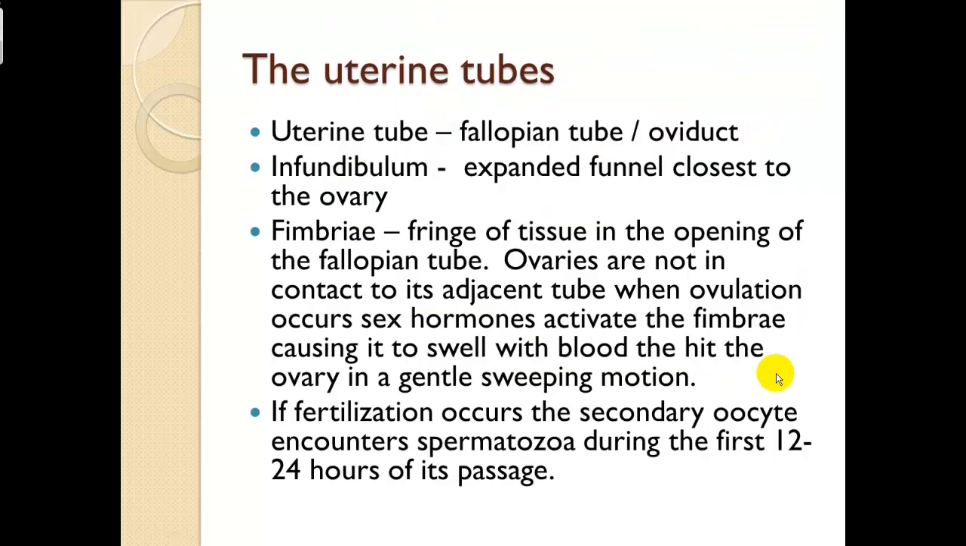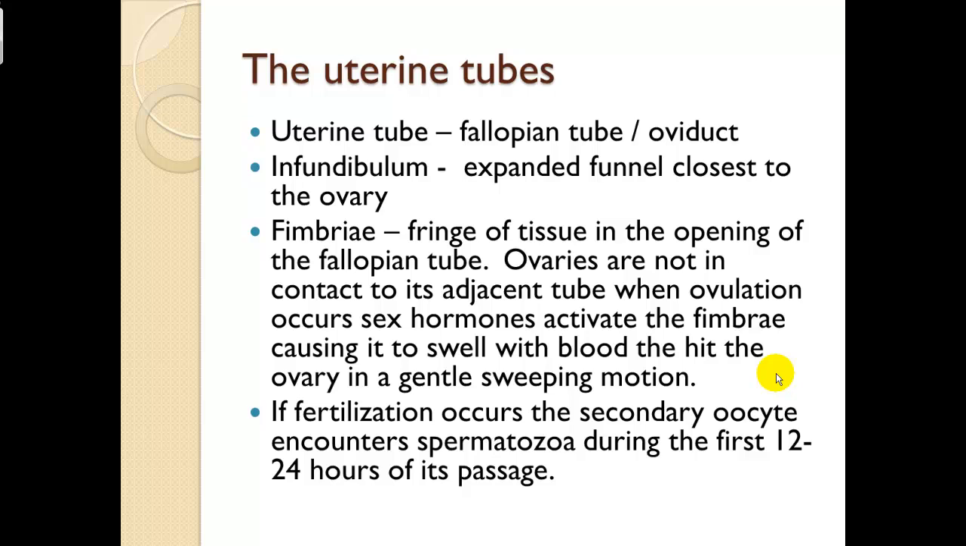Uterine tubes. A uterine tube, also called a fallopian tube or an oviduct. Infundibulum, expanded funnel closest to the ovary, and this is going to be an area to essentially play catch to the eggs or the oocyte. Fimbriae, fringe of tissue in the opening of the fallopian tube.